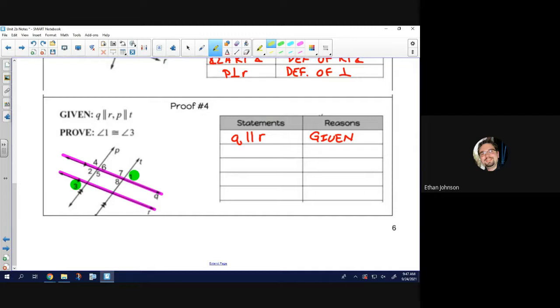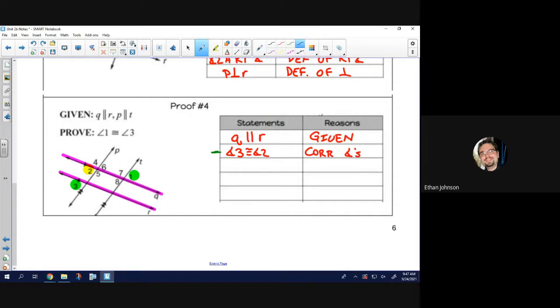So I can say 1 and 2. 1 and 2 are corresponding angles. So angle 1 has to be congruent to angle 2. Not angle 3 and angle 2, my bad. And there's not much else that we can say about angle 3 then. So I put a mark.